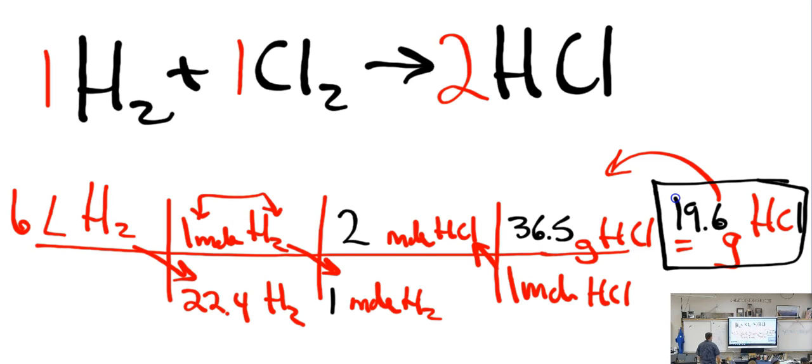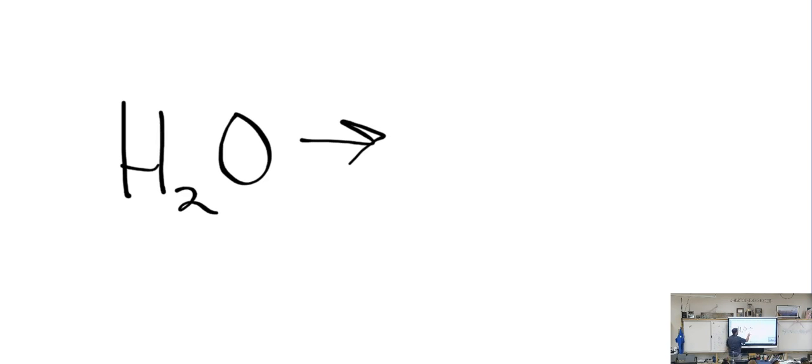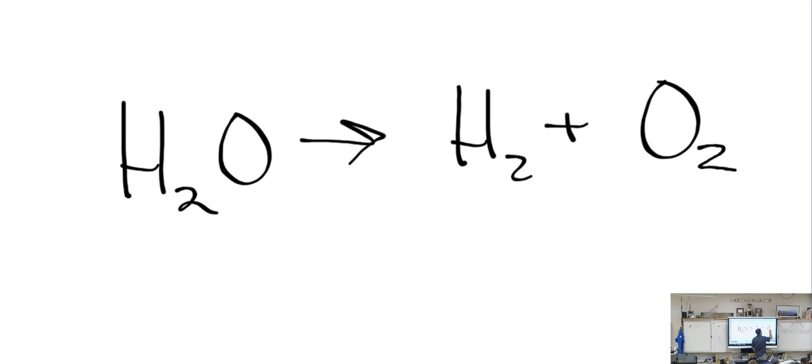Number 50, H2O and then an arrow. It's not too hard. If it's just 2 chemicals and then an arrow, the only thing it can do is break up into the 2 chemicals, right? So it's H2 plus O2. This is the reaction that forms water. This is the reverse of it. So this is actually called electrolysis. We use electricity to separate water into its parts.